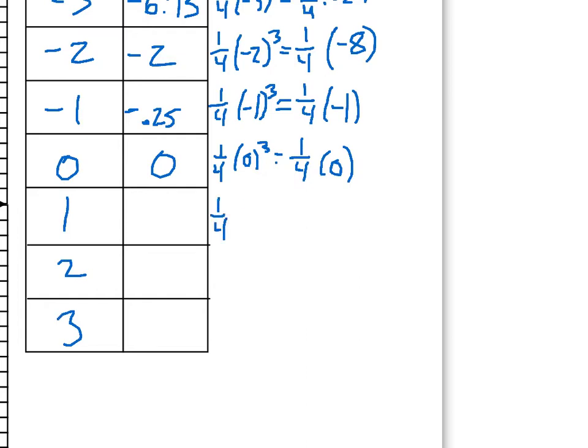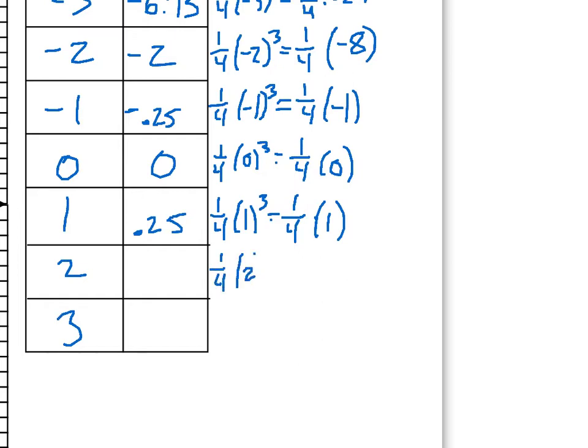1/4 times positive 1 to the third power. That's 1/4 times 1 to the third power is? 1 times 1/4 is positive 1/4, which as a decimal is 0.25.